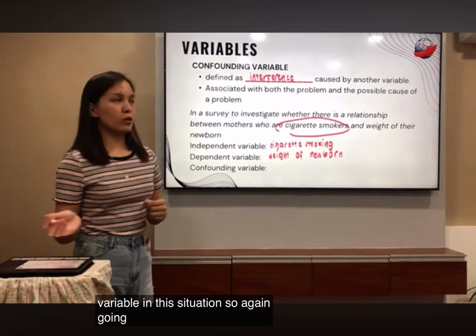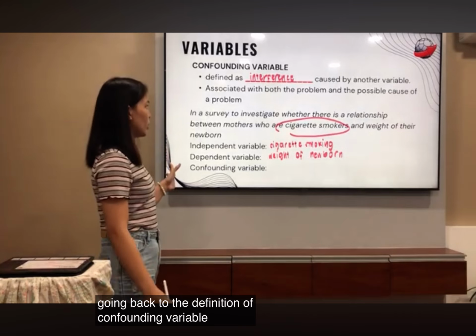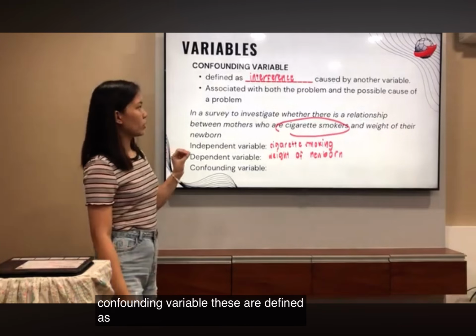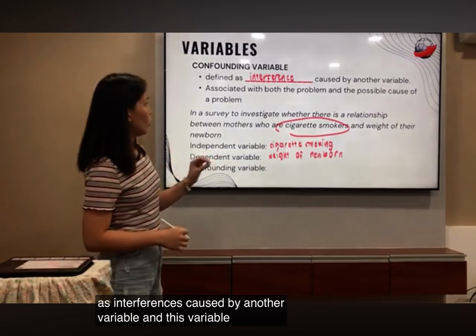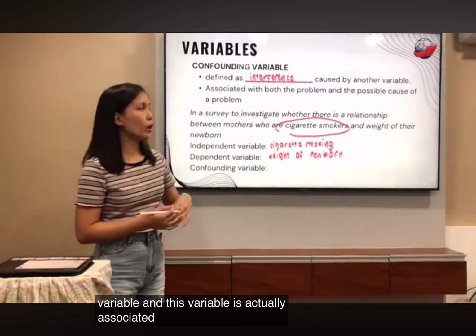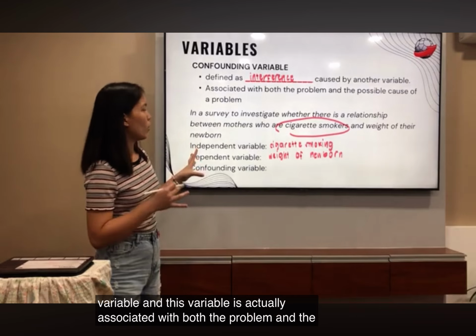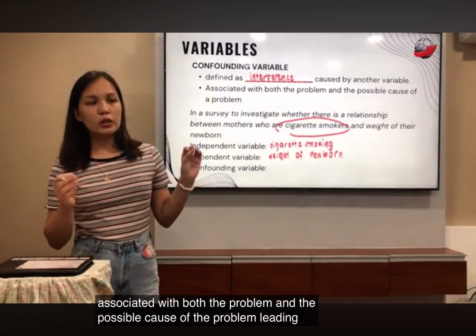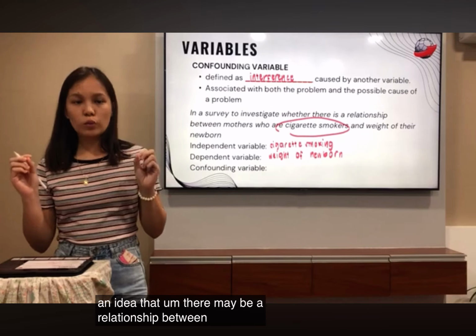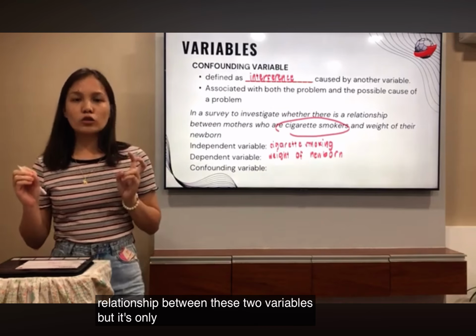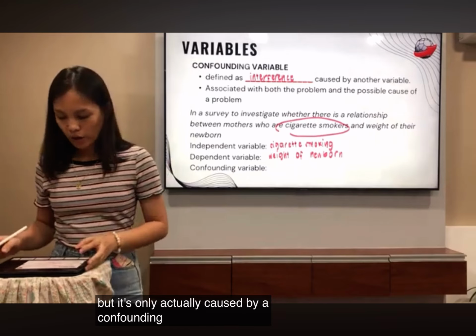So again, going back to the definition of confounding variable, these are defined as interferences caused by another variable, and this variable is actually associated with both the problem and the possible cause of the problem, leading to an idea that there may be a relationship between these two variables, but it's only actually caused by a confounding variable.